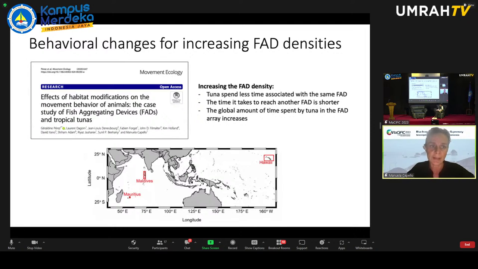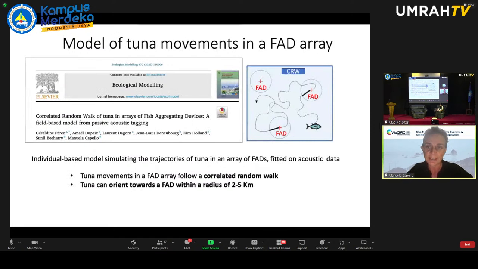So we have been analyzing and comparing data collected in different FAD arrays. In particular, in this paper, we compared data collected in Hawaii, in the Maldives, and in Mauritius. And the result is that when the FAD density increases, so the number of floating objects per unit area increases, the tuna spend less time associated with the same FAD, and the time it takes to reach another FAD is shorter. And globally, the amount of time spent by tuna within an array of FADs increases with the density of FADs. And based on this data, we could model the tuna movements in a FAD array.